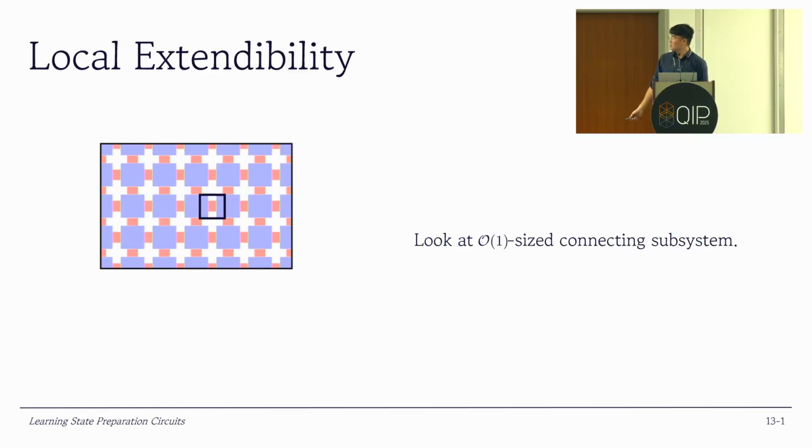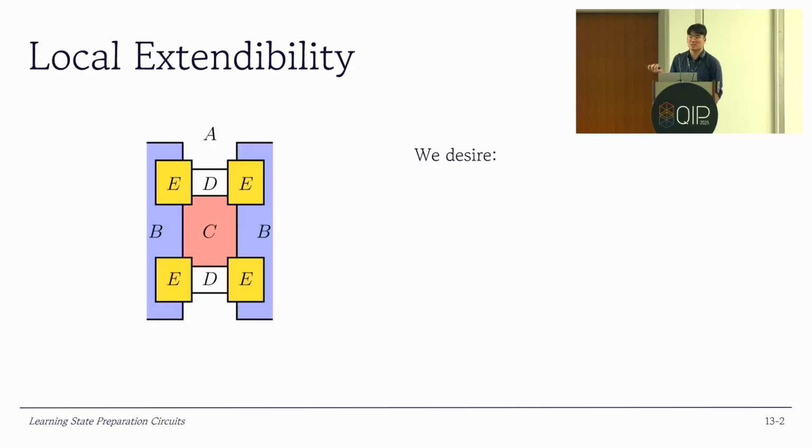So local extendability, you can consider it as this. Basically focus on this constant size local connecting subsystem that we just described earlier, and let's think about what extendability is in this case. The idea is, we desire the following. Let's say considering some setup like this, where we have the known regions that we just described as blue, as B, and the connecting part of the subsystem as C, highlighted in red or pink, as you can see here.